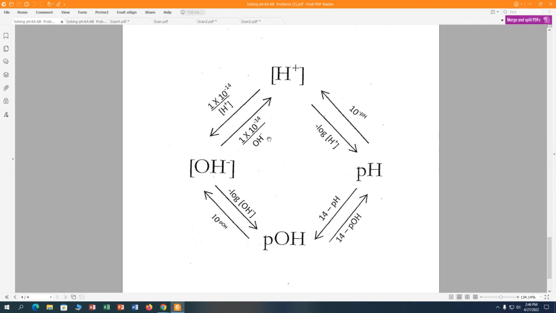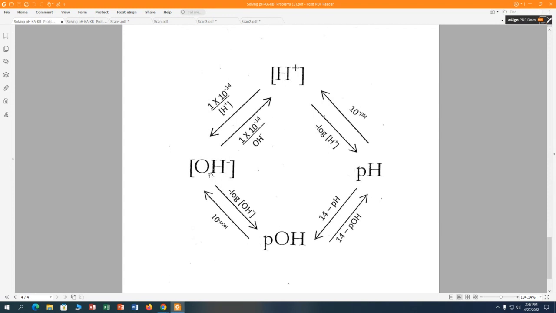So, using the H plus path, and we have OH minus. If we do this, 1 times 10 to the minus 14th over the OH minus concentration of 0.0026, or 2.6 times 10 to the minus 3, you get 3.84 times 10 to the minus 12. Then the pH is going to be minus the log of this value, which is going to be 11.41.